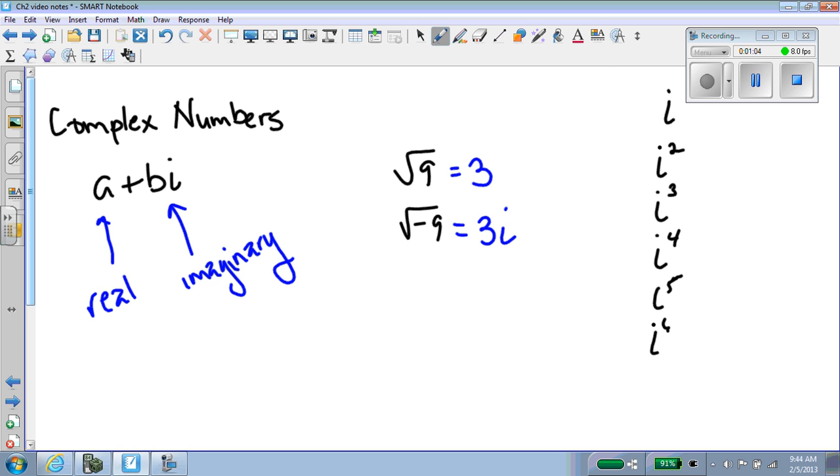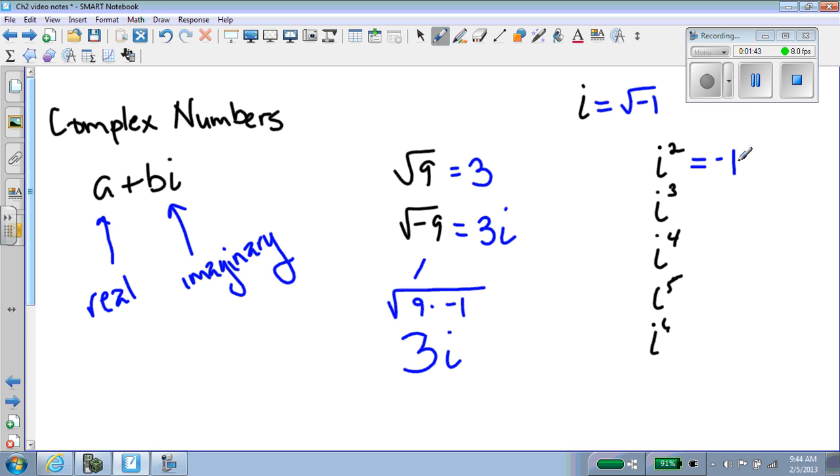Okay, so what we have is i, which is defined as the square root of -1. Technically what happened here was we said that this was the square root of 9 times -1, and the square root of 9 is 3, and the square root of -1 is i. That's how that happened. So i squared would then be the square root of -1 squared. So i squared is actually -1.